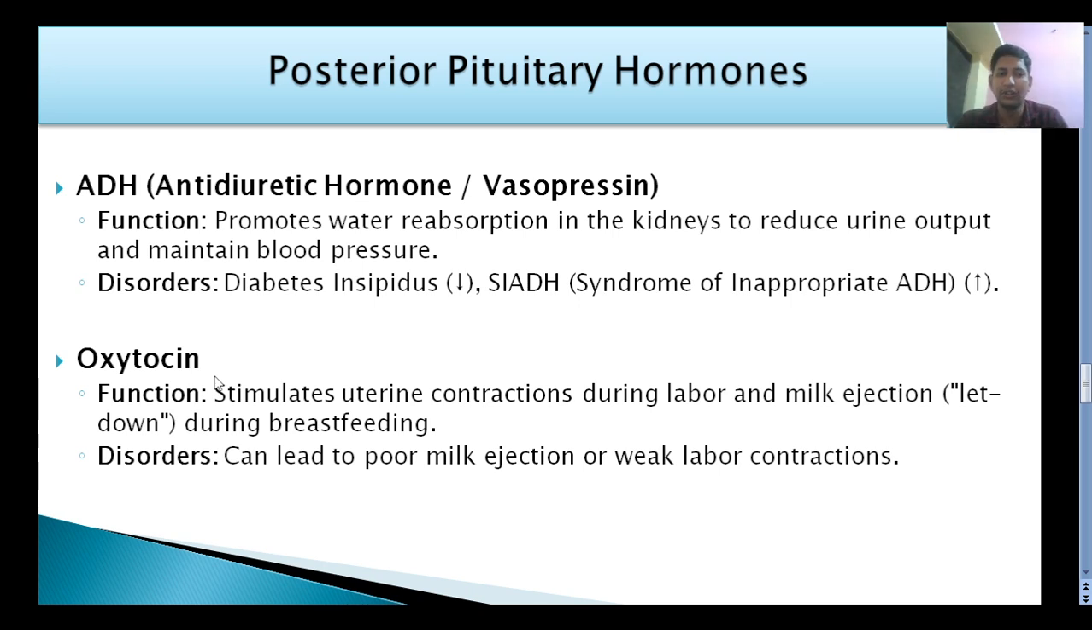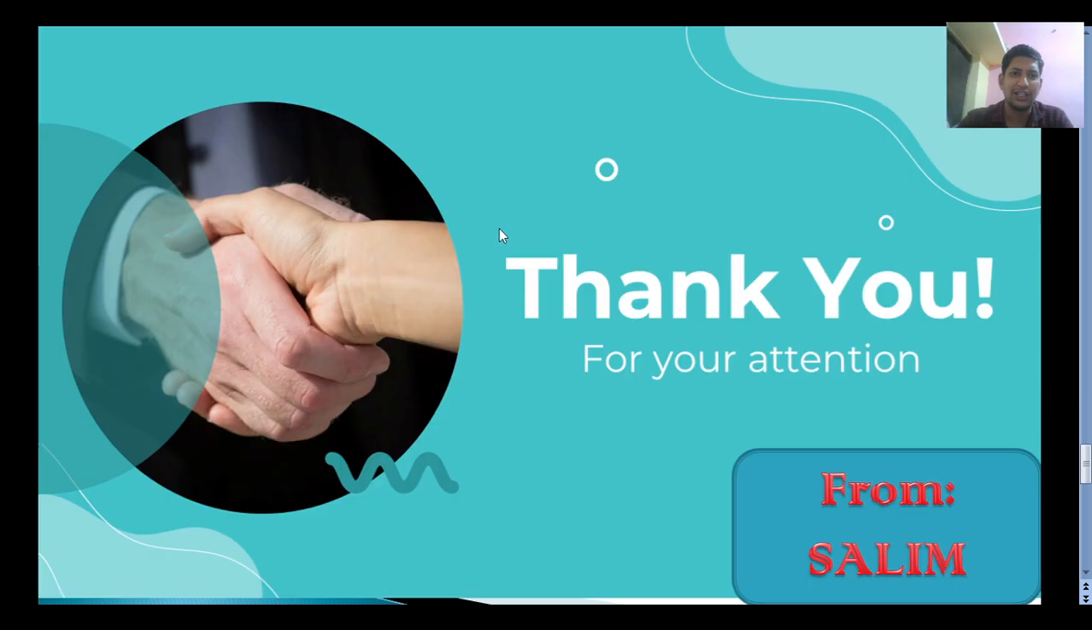So be careful, and the disorders can lead to poor milk ejection or weak labor contraction if oxytocin is secreted in low quantity, or hyposecretion. I hope it is clear about the posterior hormones, and thank you very much for your attention.